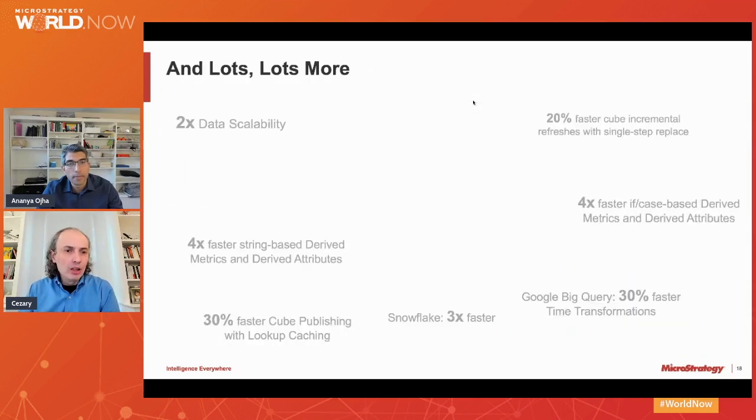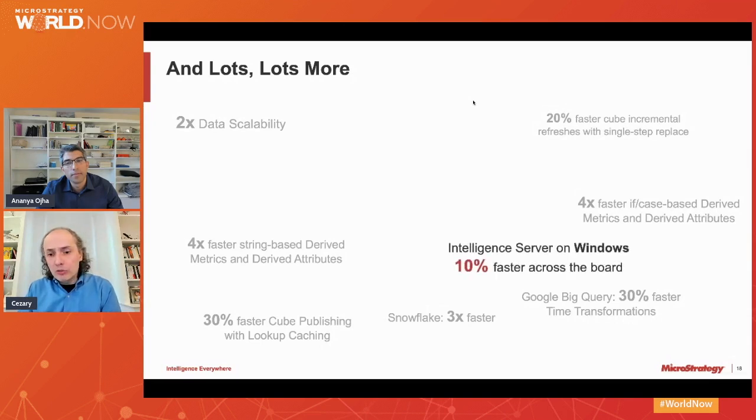Thank you, Ananya. But wait, there's more, a lot more. MicroStrategy 2021 is a feature and optimization-packed release, and we've only just begun to scratch the surface on all of the different capabilities we packed in. For a start, if your infrastructure is running on Windows, you will see that MicroStrategy Intelligence Server in MicroStrategy 2021 is running about 10% faster across the board. If you are using LDAP authentication and your Active Directory or your LDAP directory has complex group memberships, you'll find that your users can log into the system almost twice as fast as before.